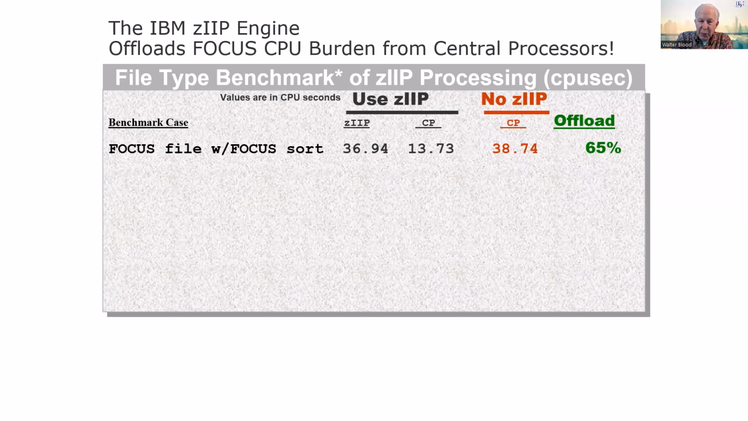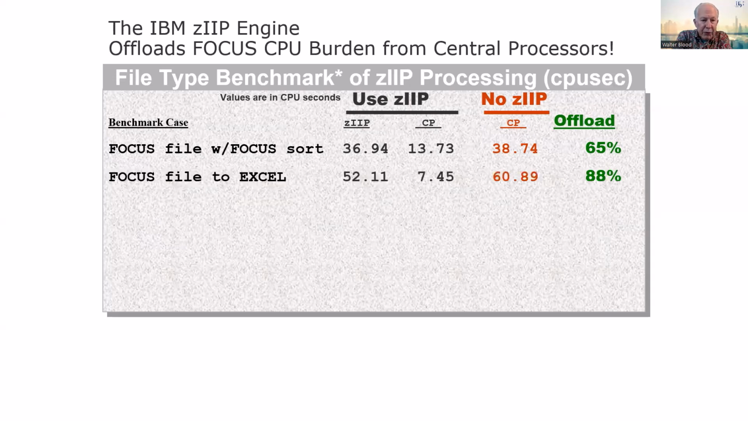The zip engine picks up 36 seconds of work. There's an increase in work as a result of having to do the work to move back and forth with a zip. But what you're charged for has been decreased. The offload of the work on the CP is 65%.